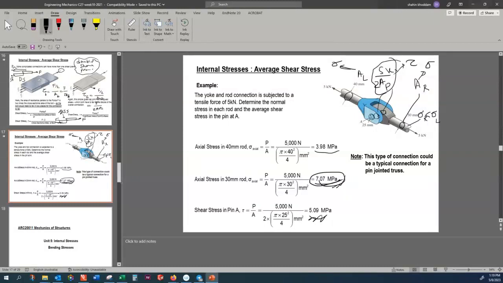I'm assuming that all of them are made of the same material. If they were not made of the same material, then you had to compare that with their yield limit in the table. Questions? No questions? All right.